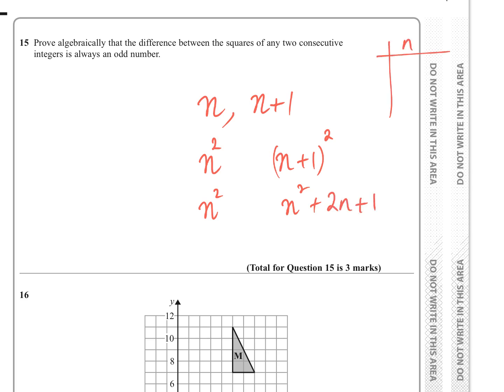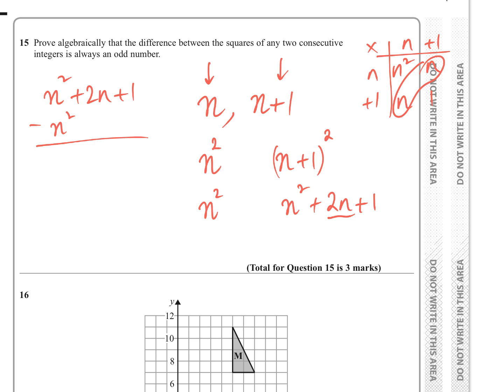Don't forget when you're timesing n plus 1 by itself, you'll have an n squared of 1, but you'll also have an n here and an n here, which give you the 2n here. So if we want to find the difference between them, this is the bigger number, this is the smaller number, so I'm going to do the bigger one, take away the smaller one. It doesn't really matter, but let's do a nice little subtraction sum here. Well, you can see here that you're just going to be left with 2n plus 1.